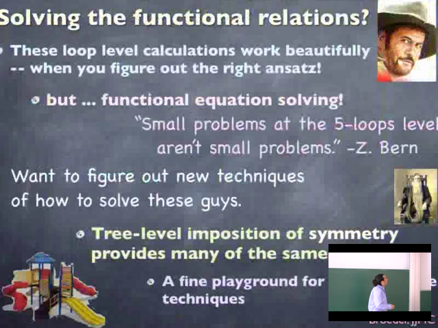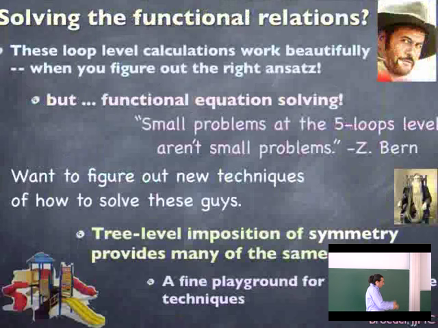So this is the ugly part, solving these functional relations. We dearly love to have the kinematic structure constants to build our amplitudes with, right? But we don't have those. And as you saw, these were functional relations. They're fine if you have the right ansatz. If you have the right ansatz, no problem. You fit against cuts, you have some numbers, and then you're done.